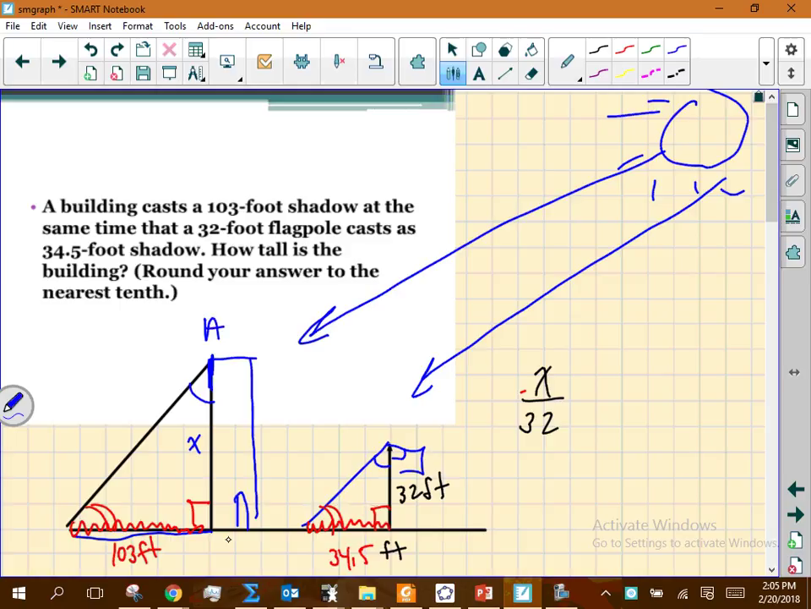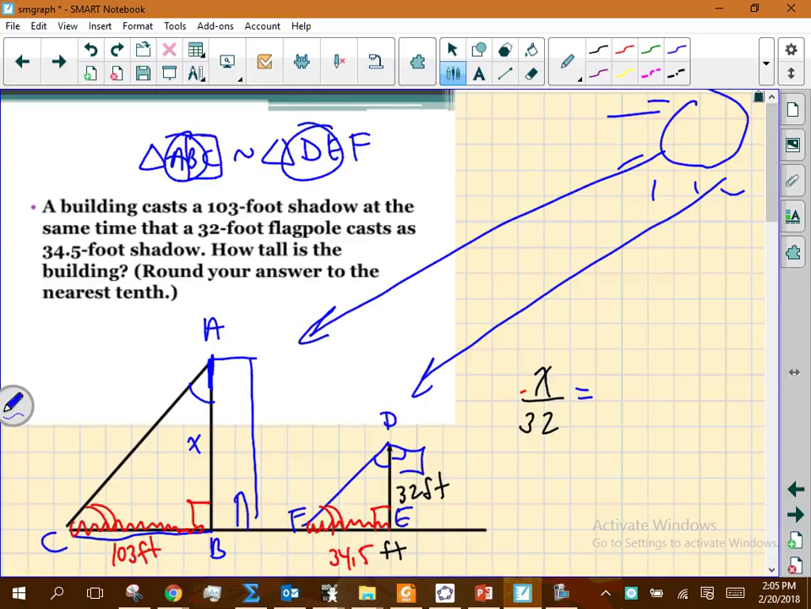If I go A, B, C, and then D, E, F, you can call this triangle ABC on the left. So A matched up to D. B was the right angle, so that's going to be E. And now if I compare AB, it needs to be compared to DE, and that's what we've done, X to 32. All right, then CB, these last two letters, need to be compared to EF. Well, CB is the building shadow. EF is the flagpole shadow.